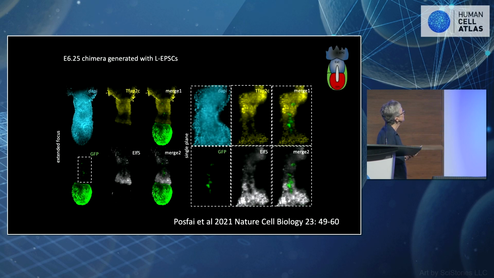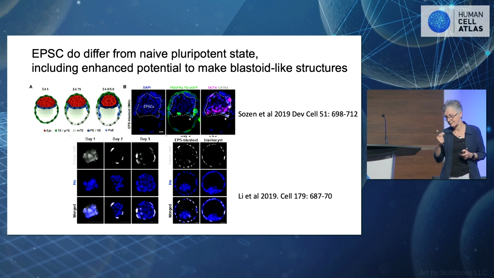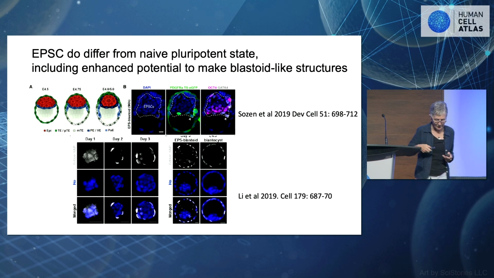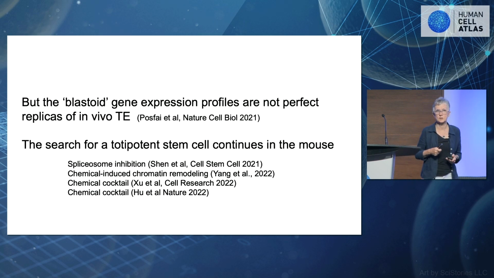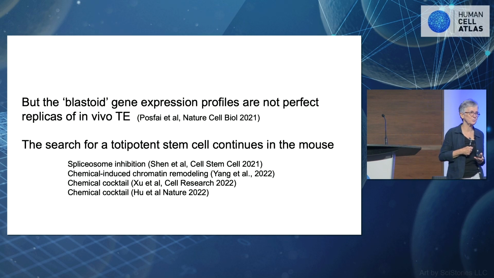So we think that this is really showing us that you have to be very careful in assessing whether you have a totipotent cell or not. The cells are different. Their expression profile is not the same as naive ES cells. And they do have some extent of increased potential to form cyst-like structures, which are claimed to be blastoid-like. But again, without showing you the data, the gene expression profiles of those blastoids is not really reflecting the in vivo trophectoderm.